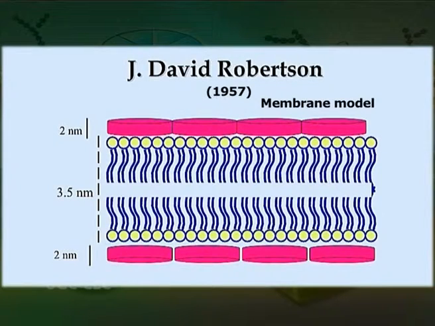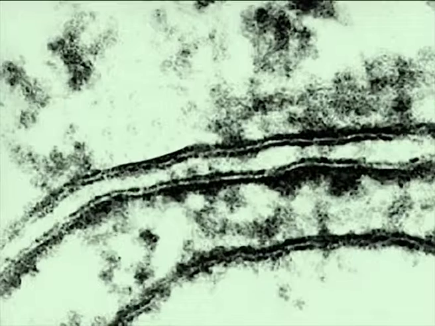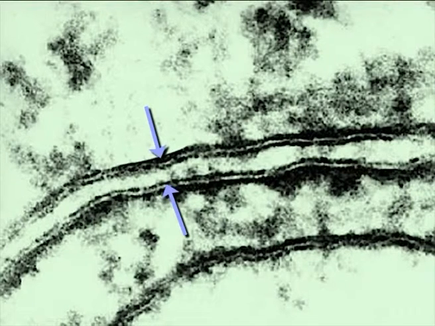In 1957, J.D. Robertson proposed a modified version of the membrane model, based primarily on electron microscope studies, which he called the unit membrane. Under the high magnification of the transmission electron microscope, membranes have a characteristic trilaminar appearance, consisting of two darker outer lines and a lighter inner region.